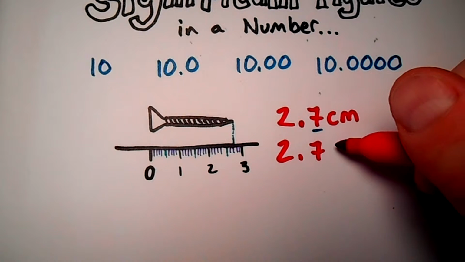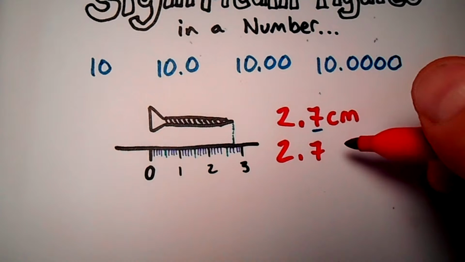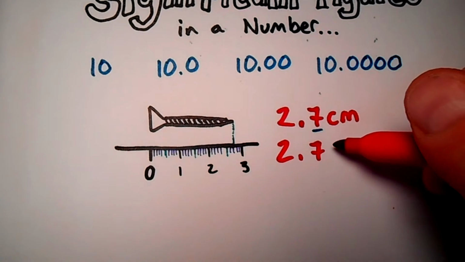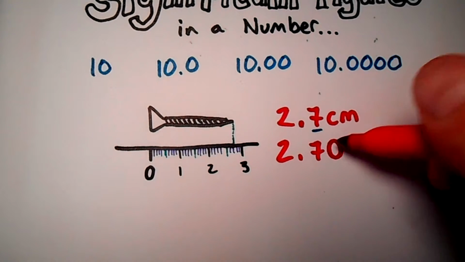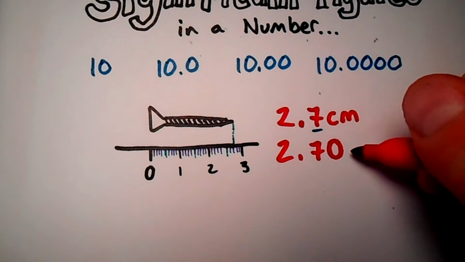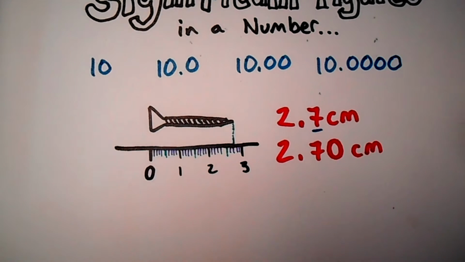So I could say even, if I zoomed in with like a microscope, maybe it's a little bit past it, maybe it's a little bit earlier, but I'm going to estimate, and I'm going to say that it's 2.70. It's right on that 2.7 line. So I can then go one more place further and call it 2.70 centimeters.